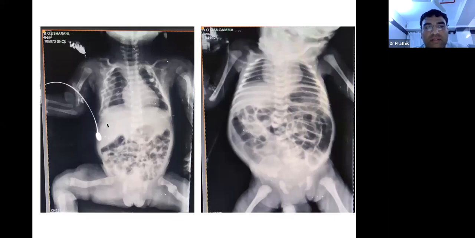Excellent. Dr. Hema has mentioned vertebral abnormality. You can see here there is a hemivertebra. So in any case of ARM or TEF babies, always make sure you look at the vertebra to rule out vertebral abnormalities. You can see here there is a vertebral abnormality. There is a hemivertebra here.